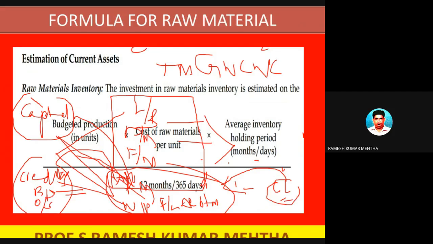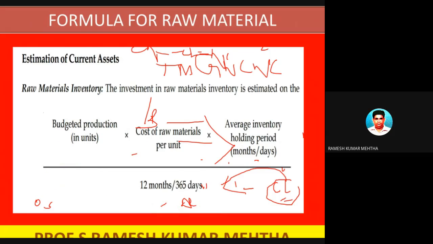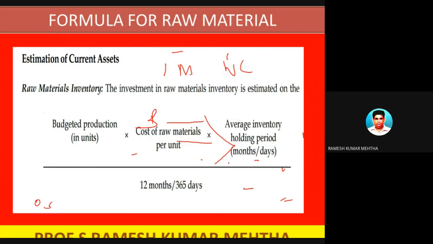So from CA, you reduce CL, you will get working capital. So we have to calculate working capital requirements. You have to calculate working capital requirements from time to time to find out the total amount of working capital which is getting stuck from the capital.